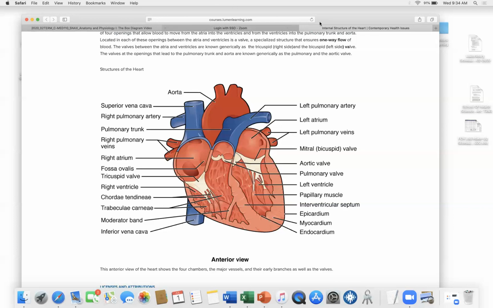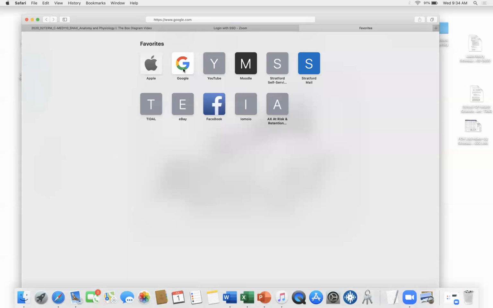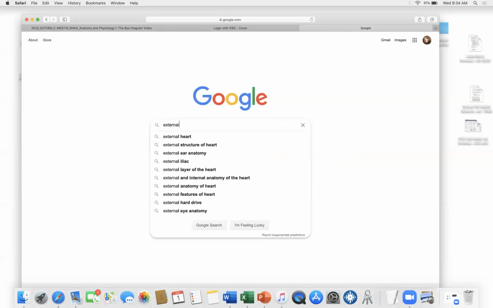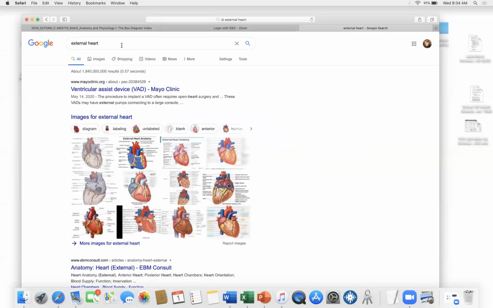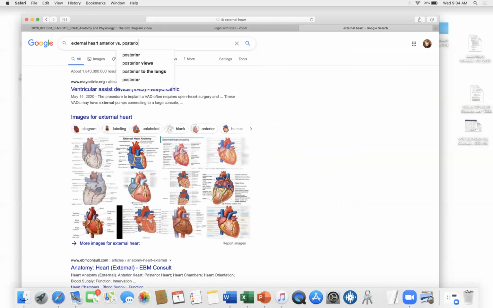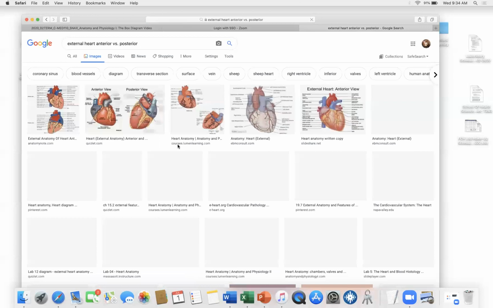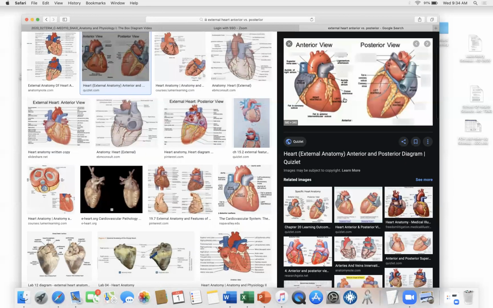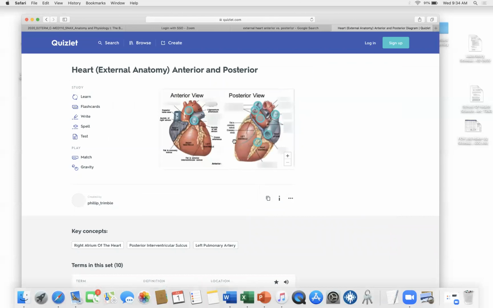Now, let's look at the external structures real quick. And we already know, let's go anterior versus posterior. We already know, for those of us who had lab, the difference between front and back. And it took us a little bit.